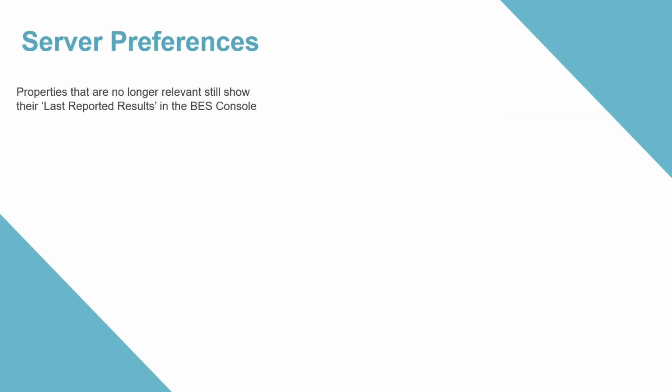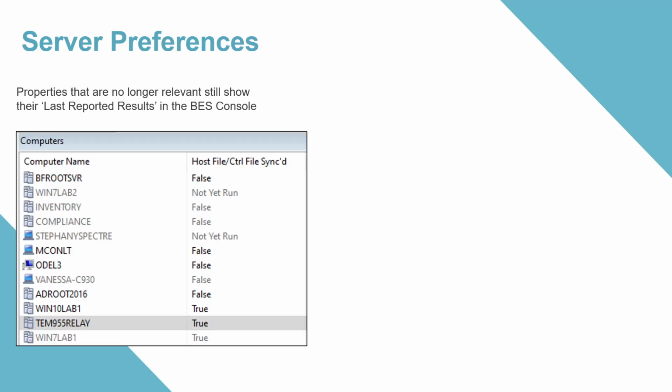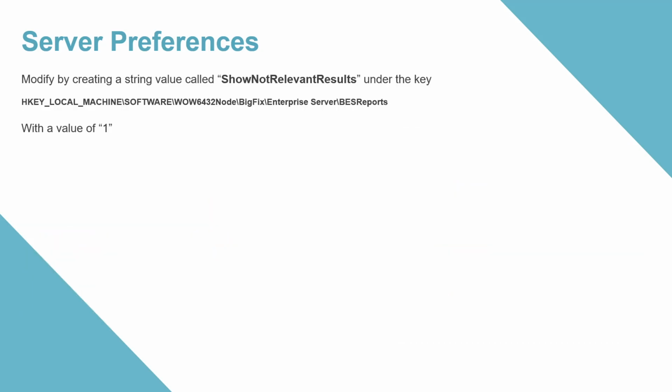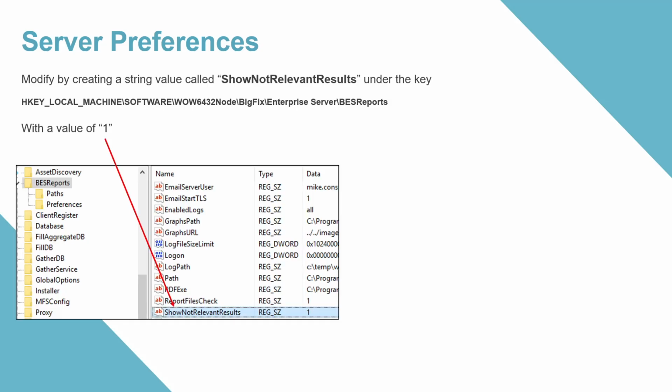Something you might have noticed when looking at the console data versus web reports is that properties that were relevant at one point may no longer be, yet they still show their last reported value in the BigFix console. However, when you look at this property in web reports, it might show as not reported. This is due to a server preference setting in web reports which can be changed by adding or modifying a value in the registry of the web report server. The setting is called Show Not Relevant Results.